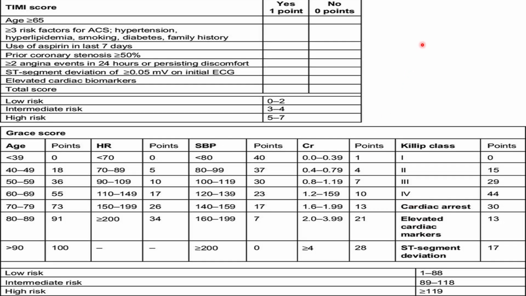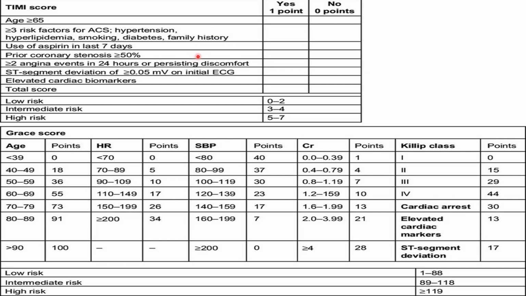And now this is the TIMI score and this is the GRACE score. So in the TIMI score, we've got a few factors that need to be kept in mind. Age above 65. If the answer is yes, it's 1 point. If not, 0 points. Then greater than or equal to 3 risk factors for coronary artery disease, which are hypertension, hyperlipidemia, smoking, diabetes, or a positive family history. Then use of aspirin in the last 7 days.